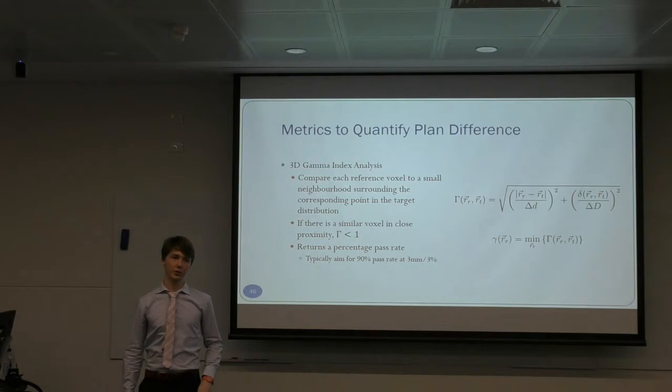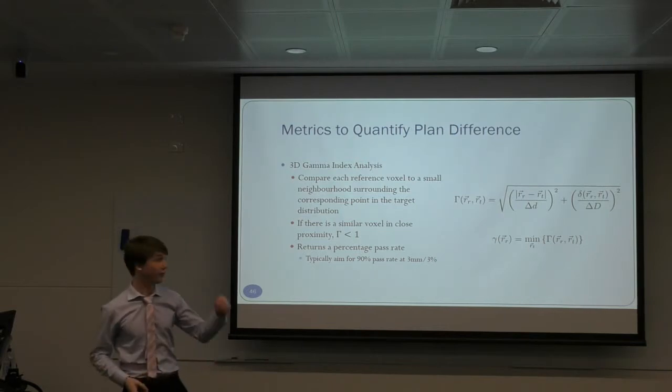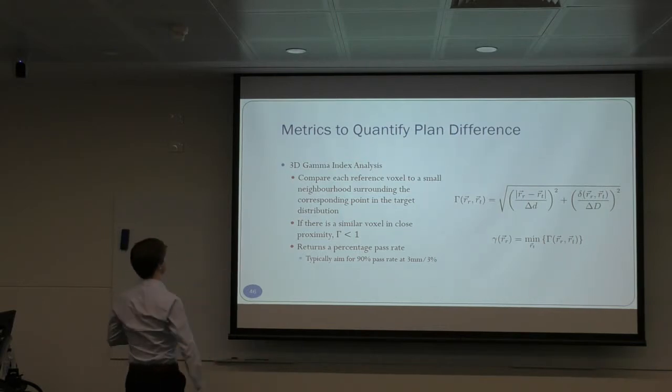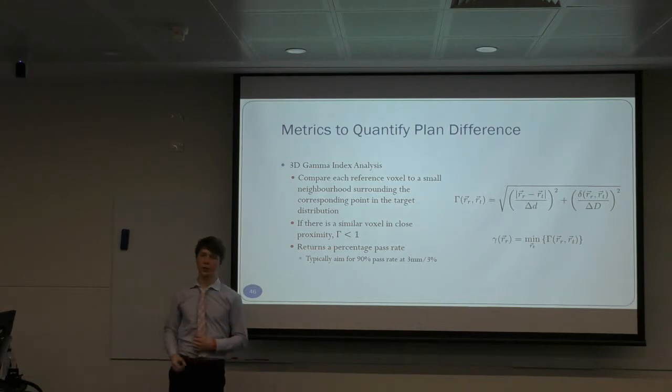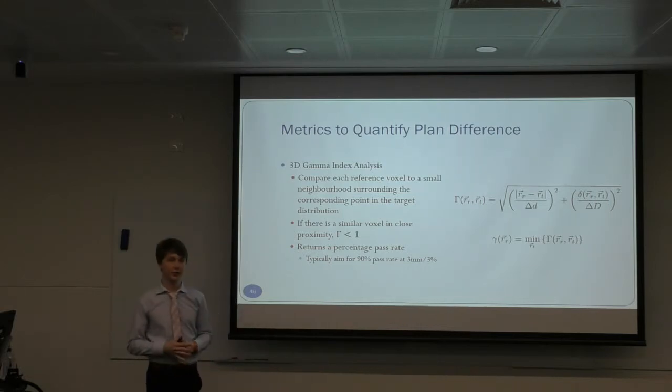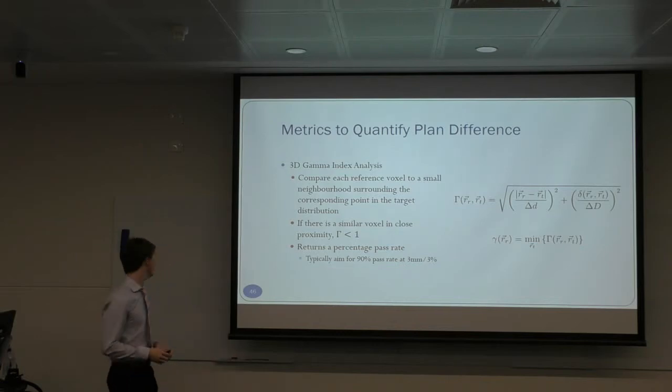And that's all qualitative still. How can we quantitatively measure the difference? One way is by 3D gamma index analysis. That's probably the most common way that medical physicists use to compare two dose distributions. And it's kind of complicated, so I'll try and just talk you through it.